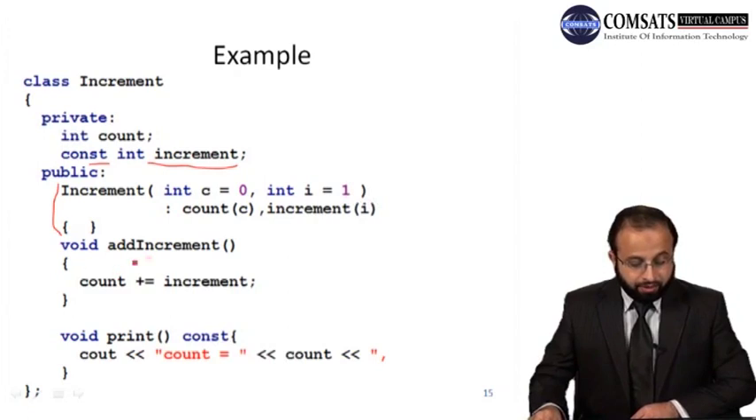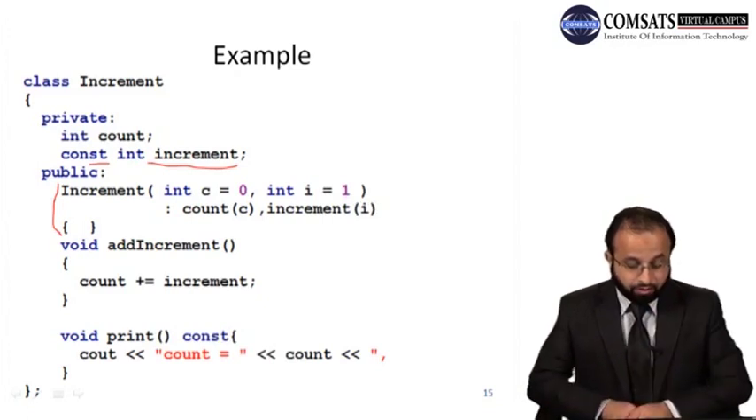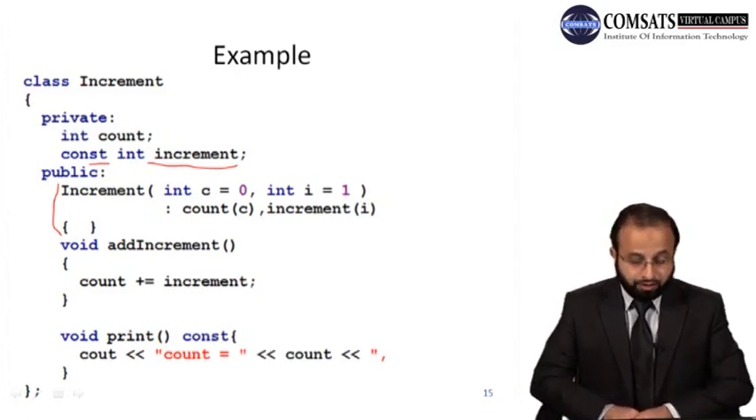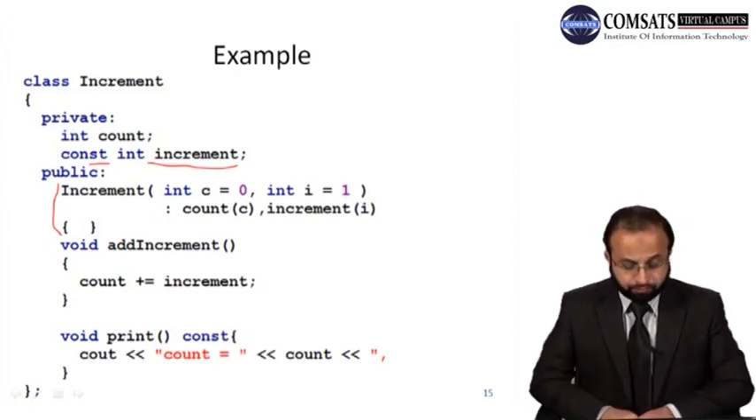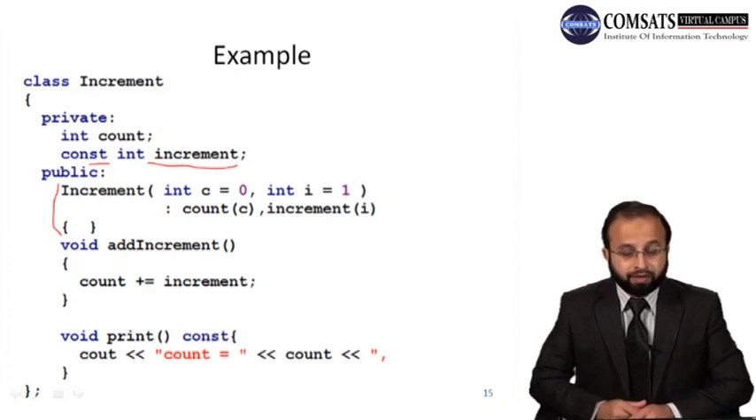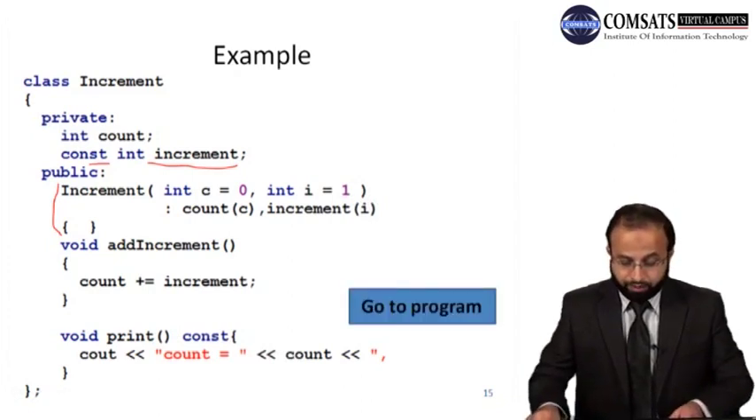So in add increment, we increment the count value by increment, and then in print, here the print is also a constant function. You can see cout count equals count. This is also a constant function, because we don't want to allow that function to change the private data member of the class. Let's go to the program and see its execution.